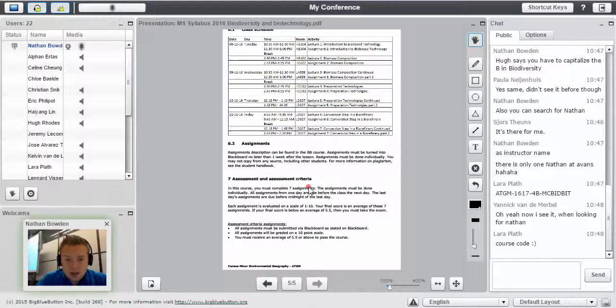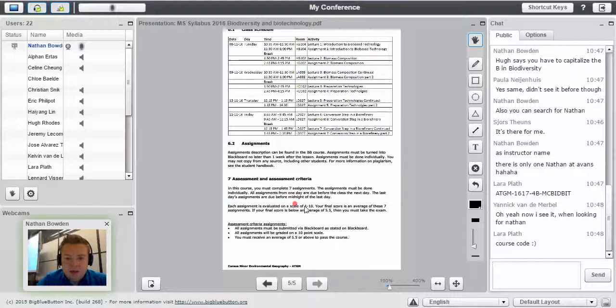There are 7 assignments, so they are done individually. All assignments from one day are due before that class the next day. So this is what I was talking about. So today's 2 assignments are due before tomorrow's class. The last assignments on Friday are due before midnight of the last day, right? So Friday's 2 lessons are due before midnight.